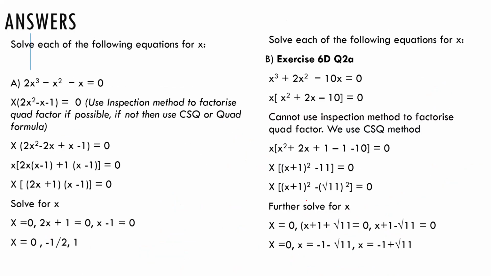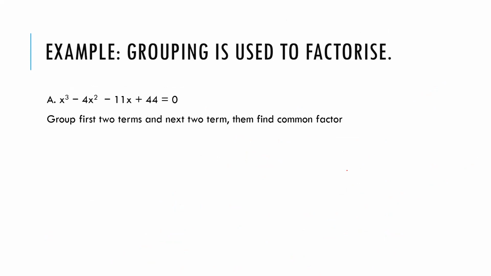The solution is on the next page as well, so you can see the working out. So we cannot use the inspection method, and then we use solve for x. Now, how do we use grouping? When you look at the polynomial, you need to figure out which method would be more suitable. Shall I use the inspection method? Shall I take out the x and then solve for x? Or shall I just use the grouping method to factorize?